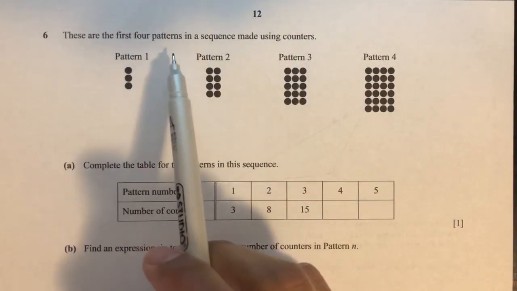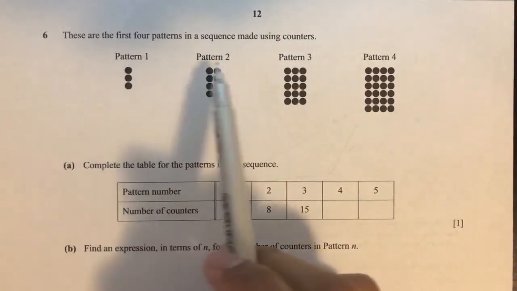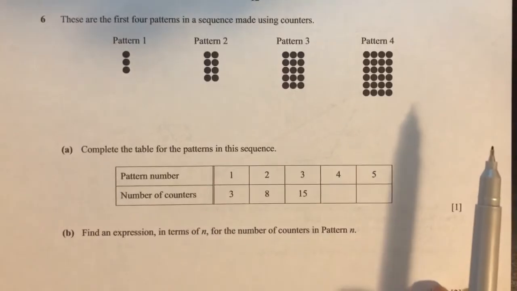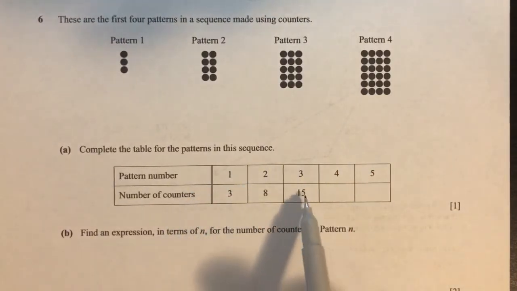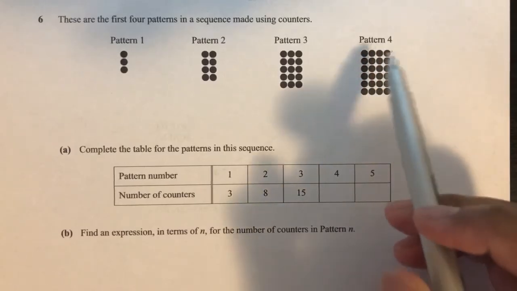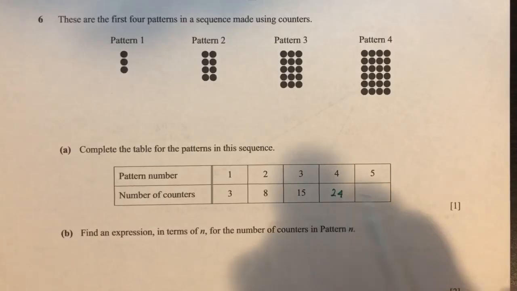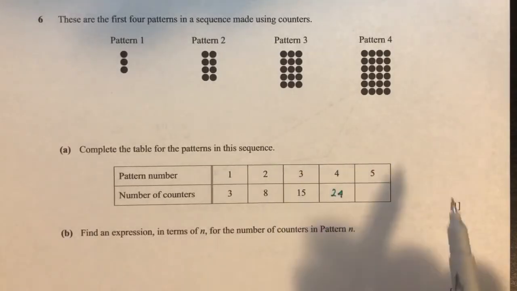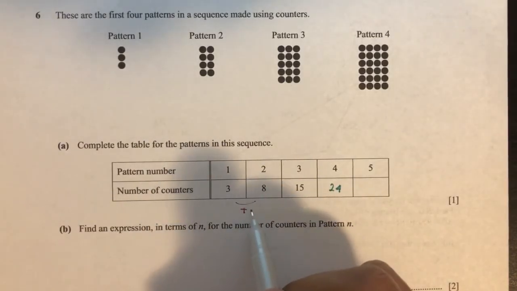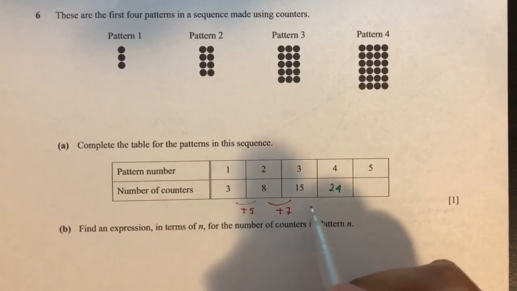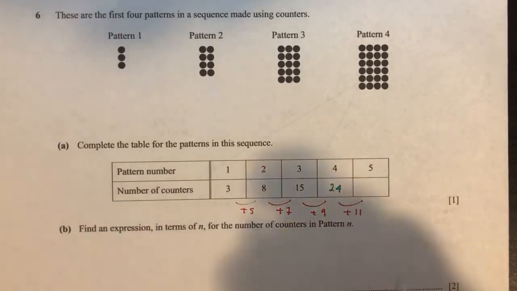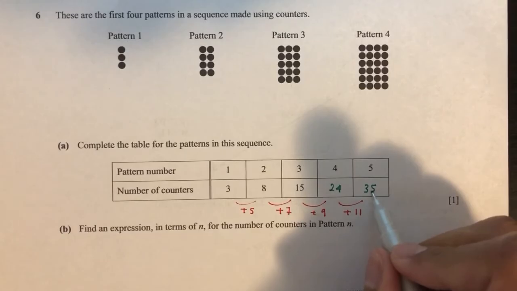These are the first 4 patterns in a sequence made using counters. So we have 1, 2, 3, and 4. Part A. Complete the table for the patterns in this sequence. We have 1, 2, and 3 given to us. Find 4. Count: 1, 2, 3, 4, 5, 6. So 4 times 6 will be 24. What can I expect for this one? We have to observe that every time it is increasing by plus 5, plus 7, plus 9. So what do you expect here? Plus 11. The value here will be 35. Okay, that is part A.